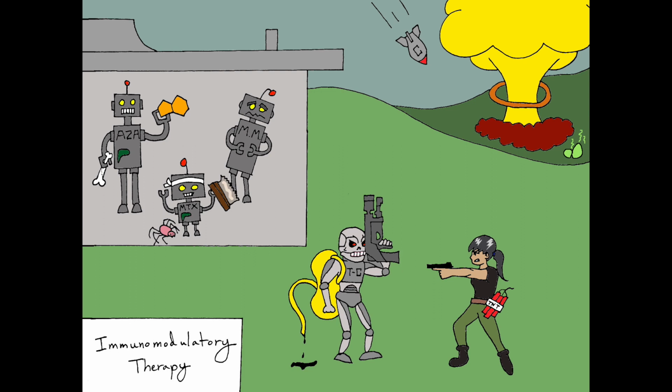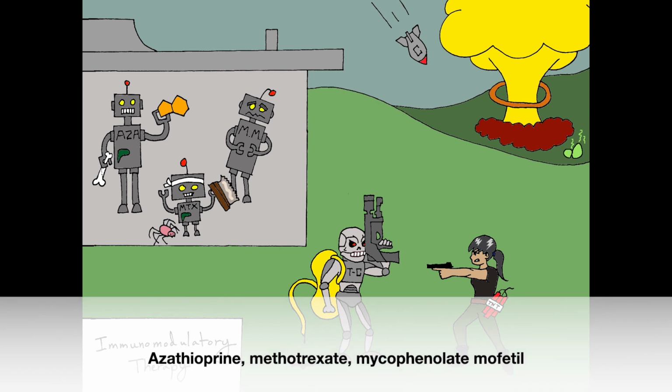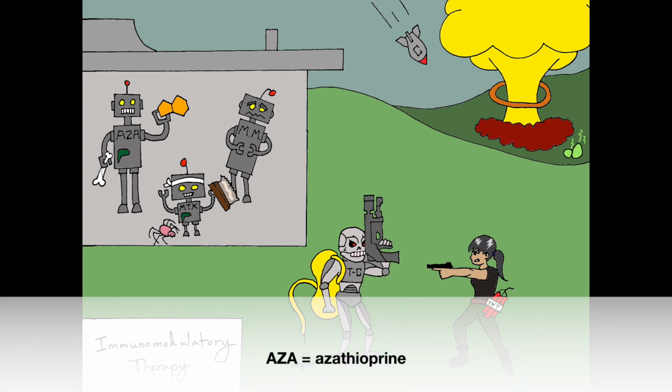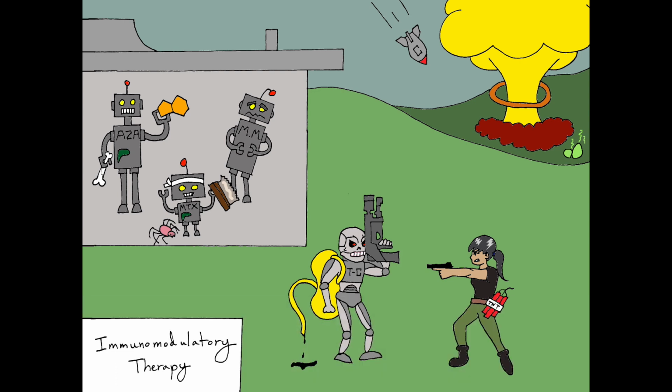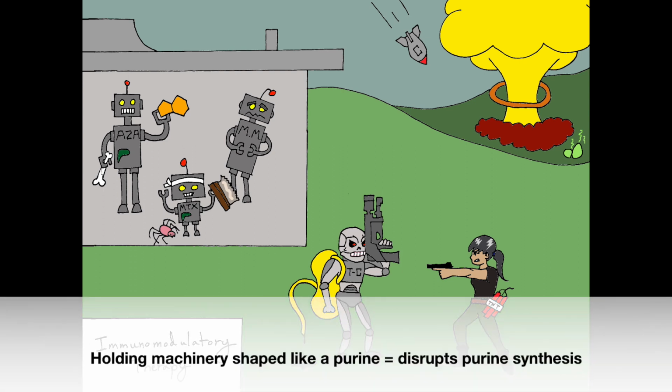Our 3 anti-metabolite robots in the metabolite factory are azathioprine to the left, methotrexate in the middle, and mycophenolate mofetil to the right. First off, azathioprine, which is demonstrated by the AZA branding on the robot's chest, is holding up a piece of machinery that looks in structure similar to a purine. This is to remind you that azathioprine disrupts purine synthesis.